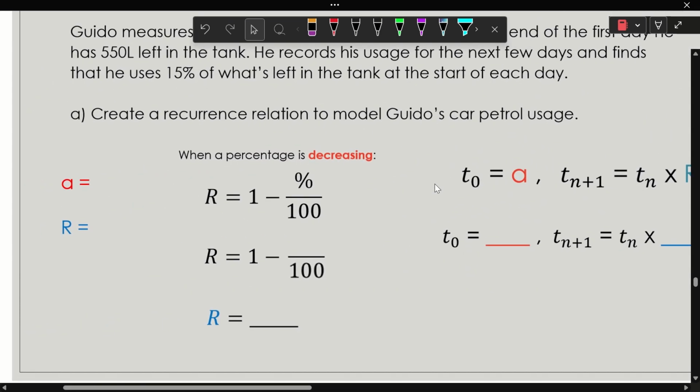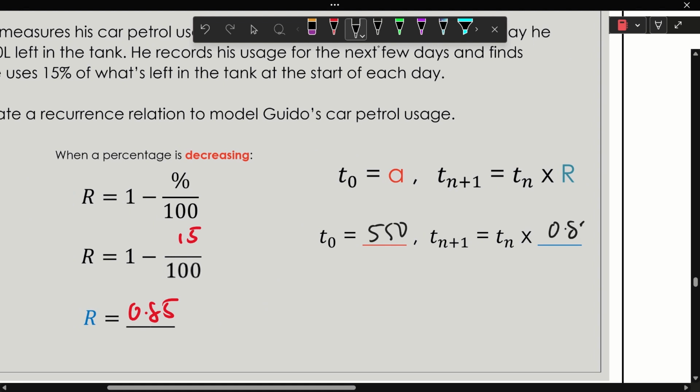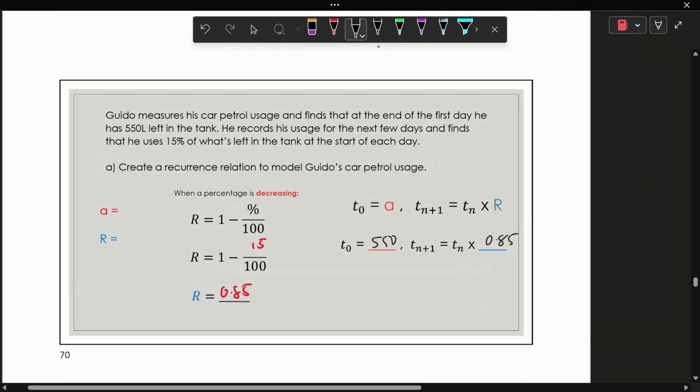Let's fill it in here if you want. So 15. Okay, and we know that that's 0.85. Okay, nice and easy. Okay, let's do part B. So we know that the starting amount is 550 and the ratio is 0.85.